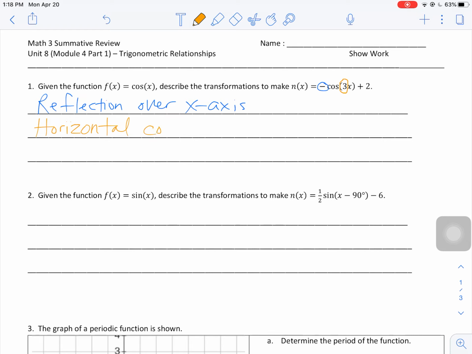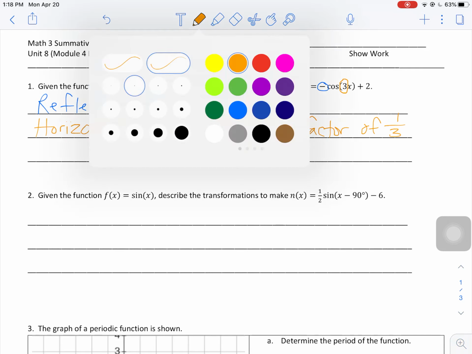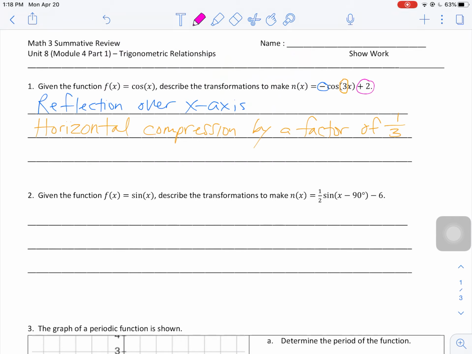So horizontal compression. And then it's by a factor of 1 over b. So since b is 3, it would be by a factor of 1/3. The plus 2 in the back is not in the parentheses, so that's a vertical translation up 2 units.